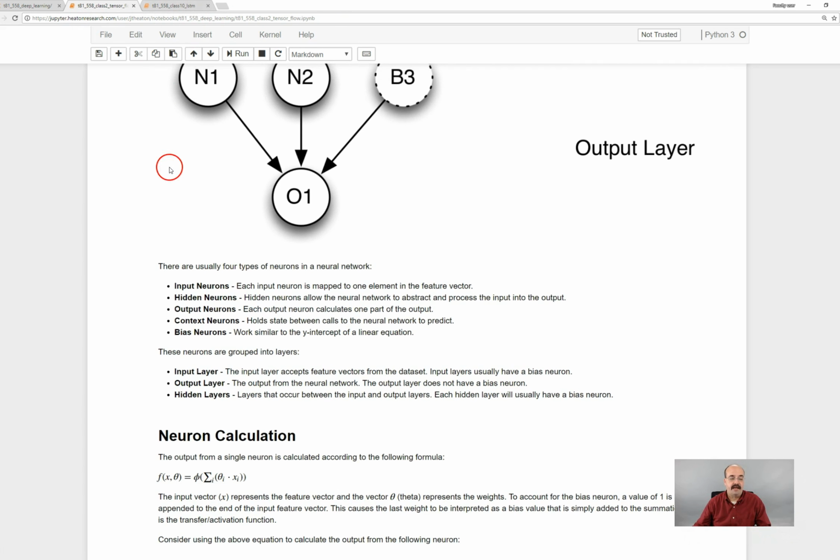We have input neurons, hidden neurons, output neurons. Later we'll see there's context neurons. When we get into LSTMs and recurrent neural networks, there are bias neurons. Every layer except for the output layer usually has a bias neuron. This is very similar to the y-intercept in linear regression.